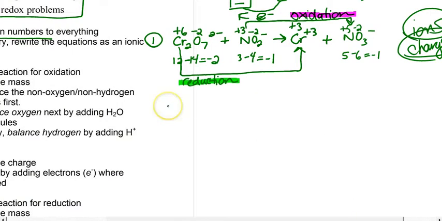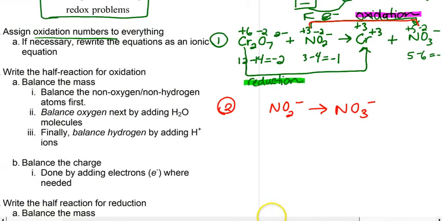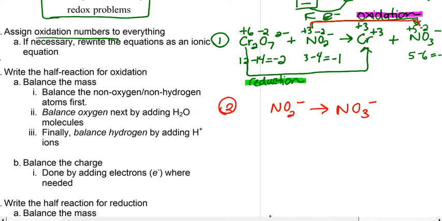So in my second step, let me do this in red, I'm now going to write out my half reaction. So that's NO2 minus forming NO3 minus. So I'm pulling this part out here. Okay? Now, what it says in my rules is to balance the mass. And so simply, I'm going to look at my non-hydrogen, non-oxygen elements first. And in this case, it would be nitrogen. And I would make sure that that is balanced first. And it is. So I'm good with my nitrogen. I have one here and I have one here.